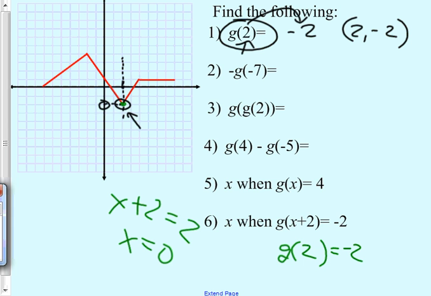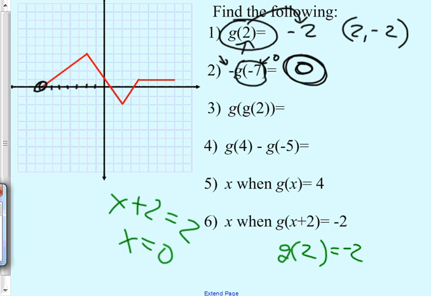Okay, next one. G of negative 7, and then I'll take the opposite of it. But first, I'm going to find G of negative 7. Did they tell me x or did they tell me y? They told me x. X is negative 7. So I go over here, 3, 4, 5, 6, 7, right there. That's g of negative 7. And the answer is 0. The y right there is 0. So this spot is 0. Negative 0, of course, gives you 0.